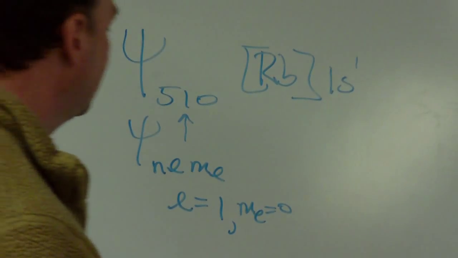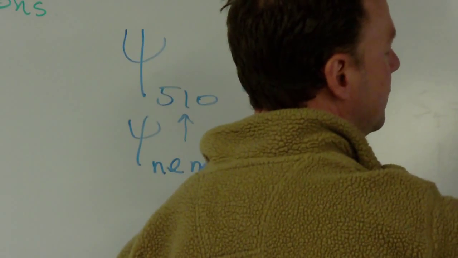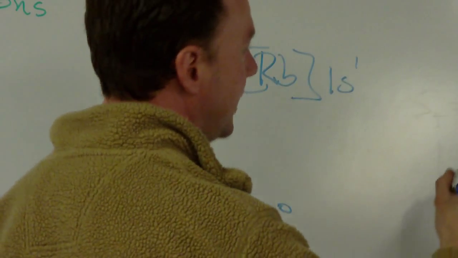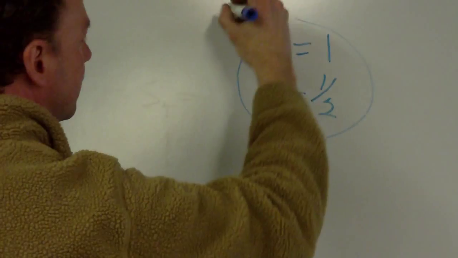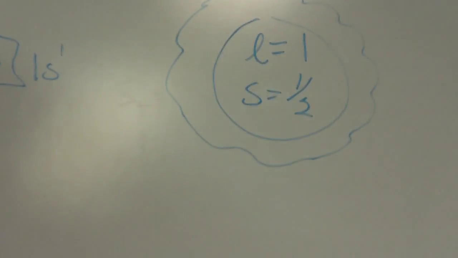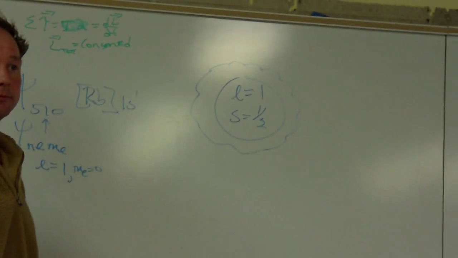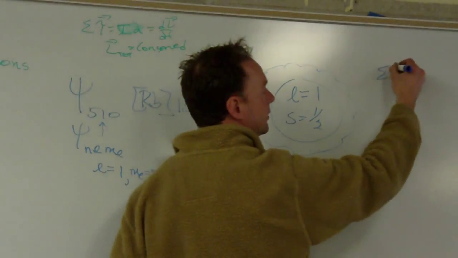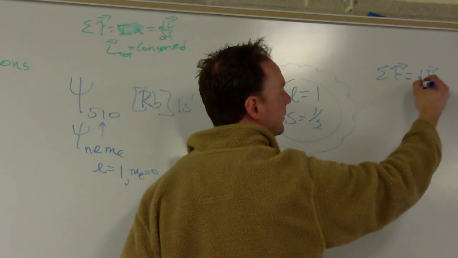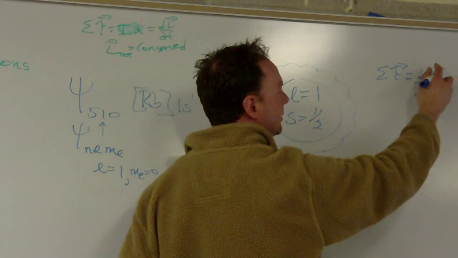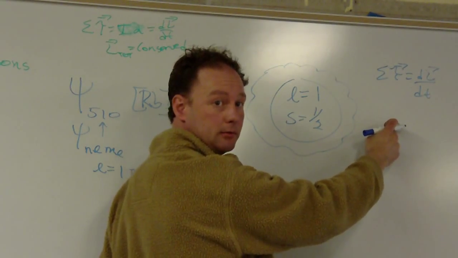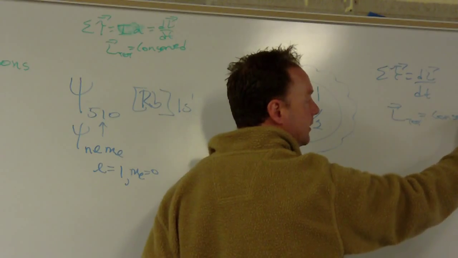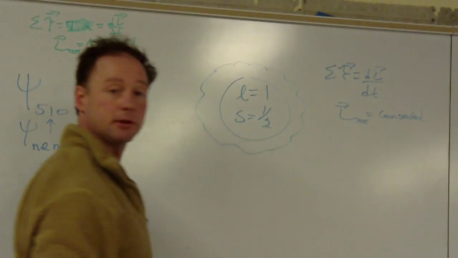Okay, here's the first case. We have an L equals 1 and an S equals a half. If this is an atom, and I draw my cloud around it, what has to be true about the total angular momentum? It has to be conserved, since the sum of torques equals dL/dt. So all we can say by physics is that the total angular momentum is conserved.